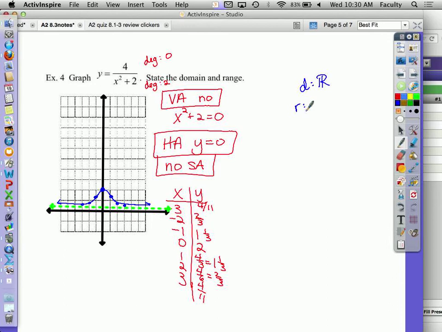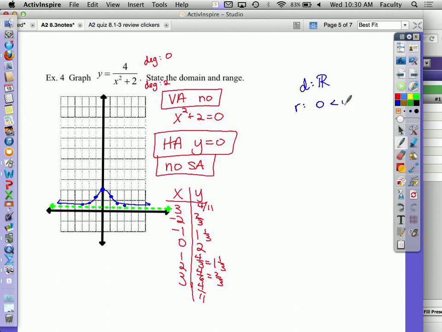So y is greater than 0? No, because if y is greater than 0, it would go up forever. Do you see there's a boundary? Oh yeah, everything but 0 is okay, y is greater than 0 but less than 2.